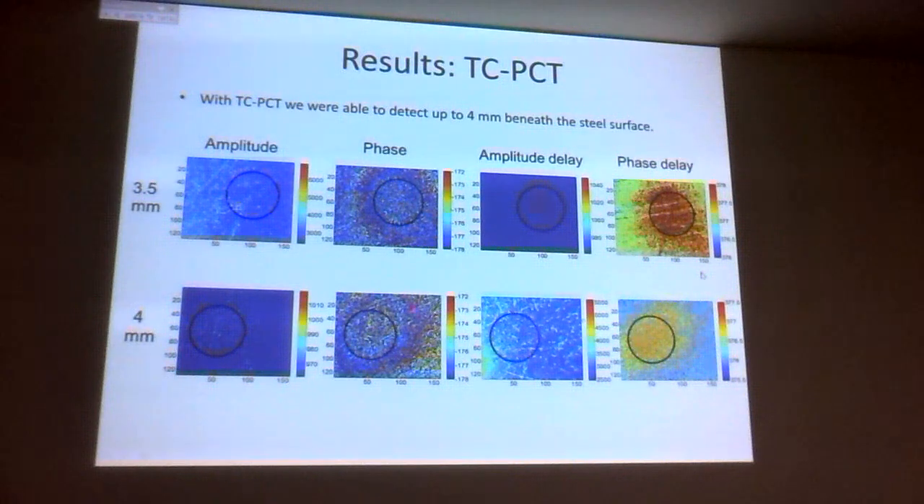But then the phase starts showing something. This is the location of the defect. The amplitude delay doesn't show very much. I think the phase delay, in this case, shows basically the feature. Now, these are the really deep, the 3.5 and the 4 millimeter depths. So this is really the state of the art in this thing. Now we can see 4 millimeters in a totally opaque sample from the surface.